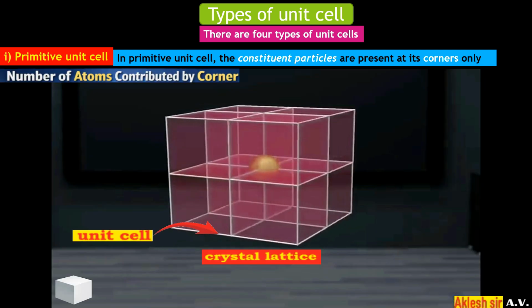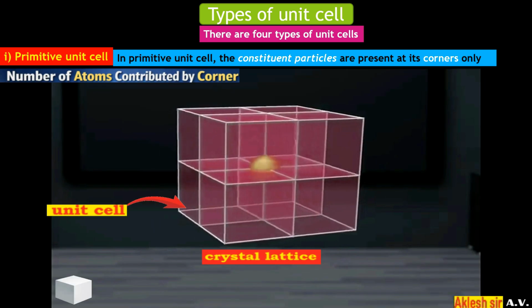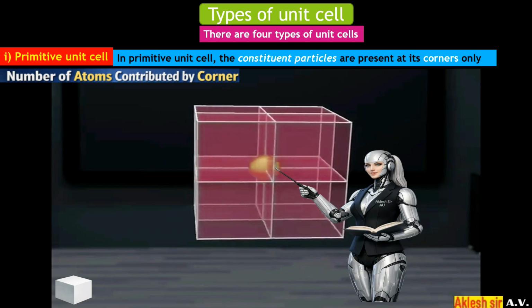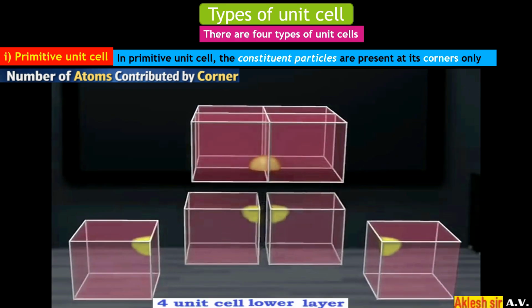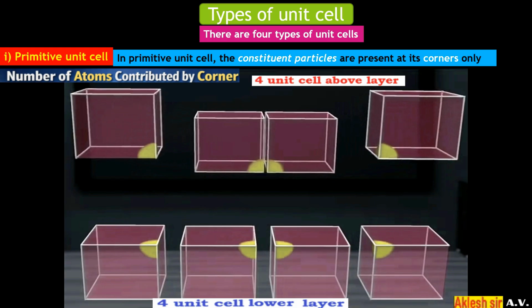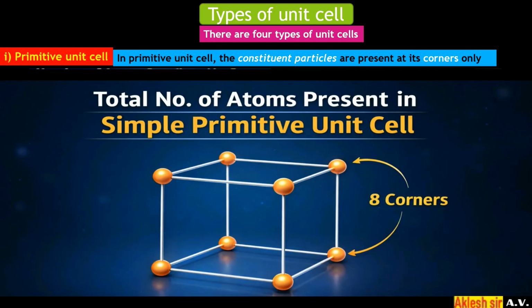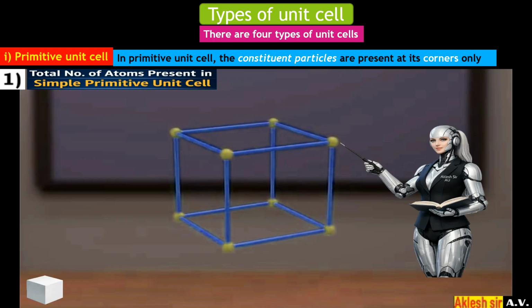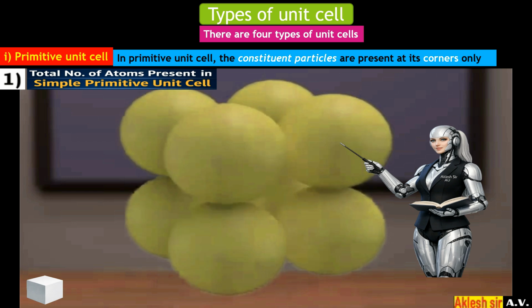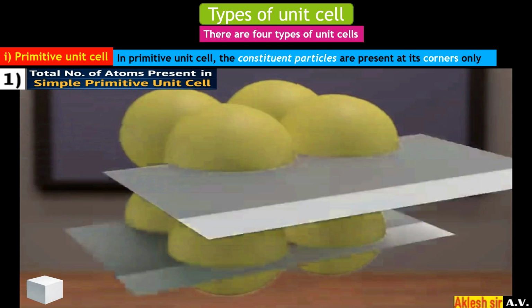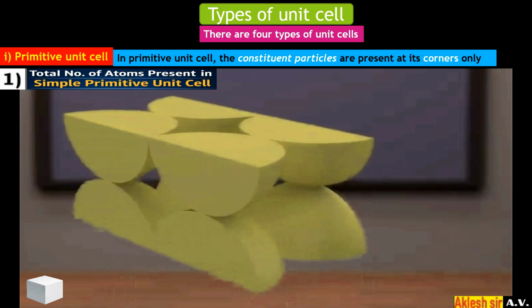In a crystal lattice, each unit cell is surrounded by neighboring unit cells. Here a corner atom is shared equally by 8 unit cells. 4 unit cells lie in the lower layer and 4 unit cells lie in the upper layer. Hence each corner of a unit cell contributes 1/8 part of an atom. Thus, 1 atom is present at each corner of the cube. Since each corner atom is shared by 8 unit cells, its contribution to 1 unit cell is 1/8.